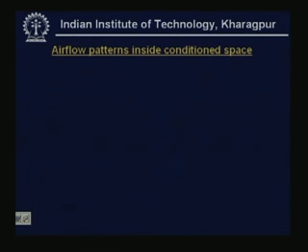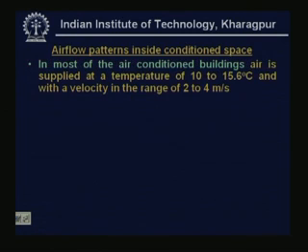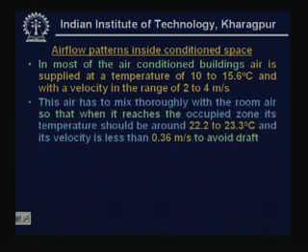Now, let us look at airflow patterns inside conditioned space. In most conditioned buildings, air is supplied at a temperature of 10 to 15 degree centigrade, say 15.6 degree centigrade, and with a velocity in the range of about 2 to 4 meter per second. These are general values, it can be slightly lower or higher. As you can see, the supply air temperature is much lower than the required comfort temperature and the velocity is much higher. So, this air has to mix thoroughly with the room air, so that when it reaches the occupied zone, its temperature is around 22 to 23 degree centigrade and its velocity is less than 0.36 meter per second to avoid draft. This is very important.